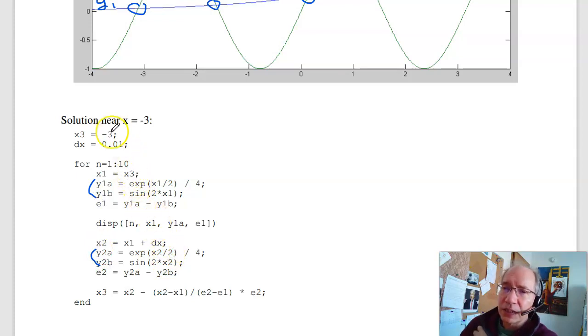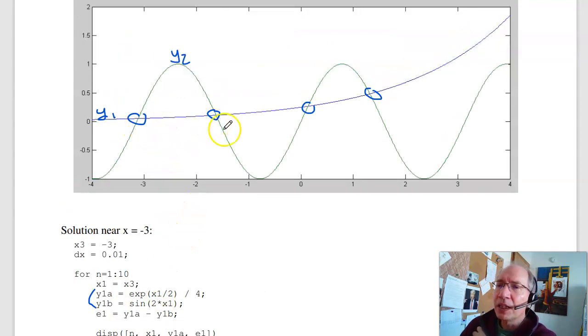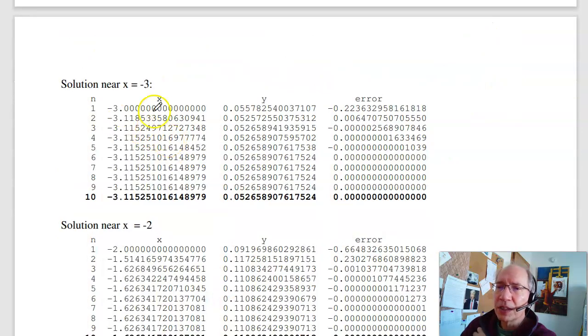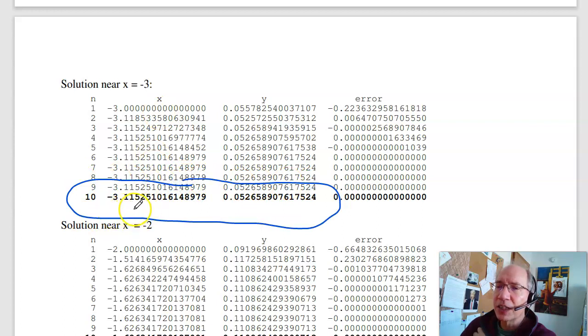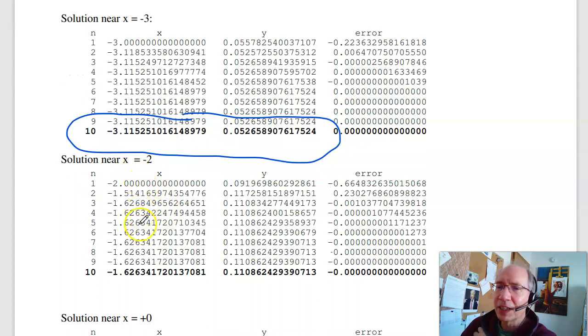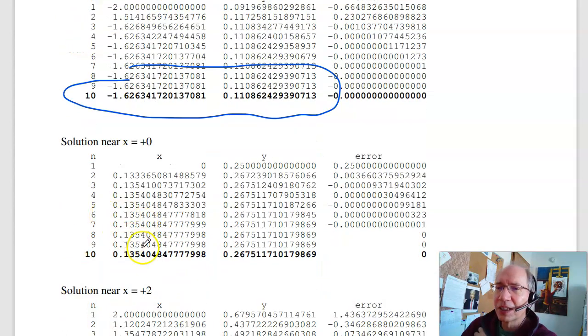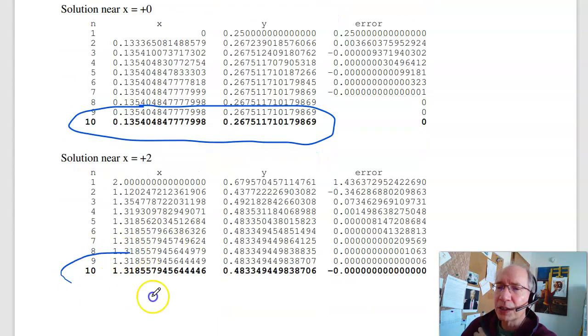So you guess, my initial guess, perturb it slightly, find the next value, repeat 10 times. And my initial guess tells me which solution I find. If my initial guess is minus 3, I find the solution near minus 3. And that solution is actually minus 3.11525.101. If I initially guess minus 2, it iterates, and it's actually minus 1.626347172. Near 0, there's my third solution. If initial guess is plus 2, there's my fourth solution.